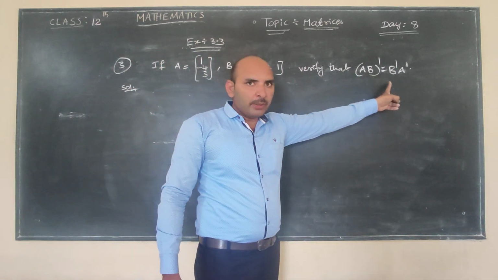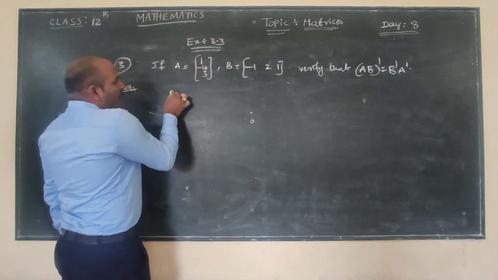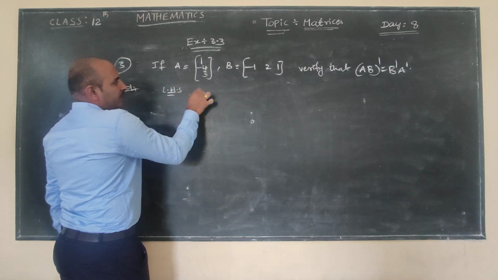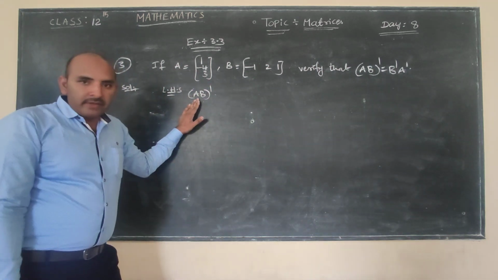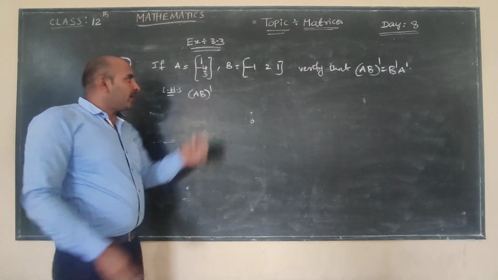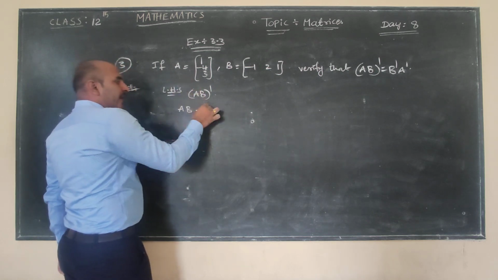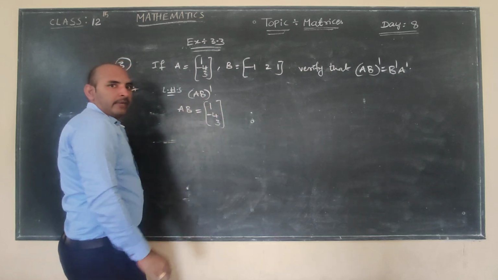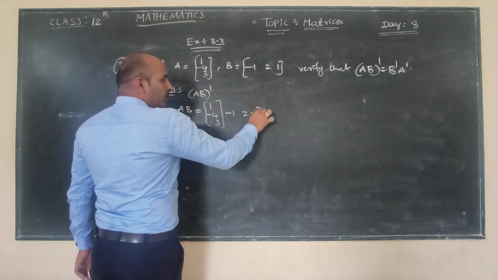It is also one of the properties of the transpose of a matrix. So here, first find the LHS part. What is the LHS part? (AB) whole transpose. In this, first find the product of two matrices. So AB equals, capital A matrix is 1, minus 4, 3. And B is another matrix, minus 1, 2, 1.